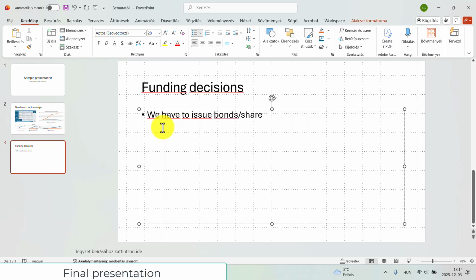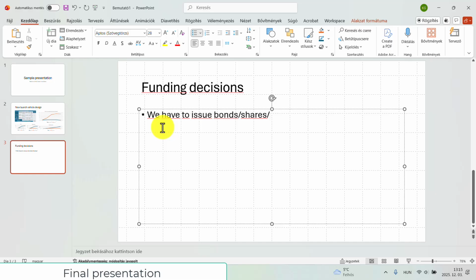Bonds, shares. Professor, so the presentation is actually on assignment 3 or 4? All the assignments will be added. Well, I mean the presentation. Yeah, it's all the assignments. Oh, okay. And that's the reason we did this.